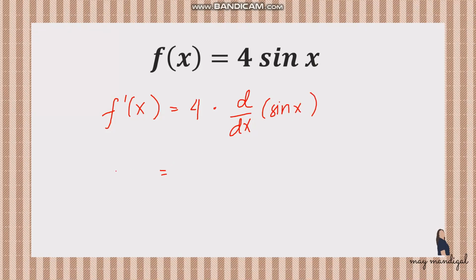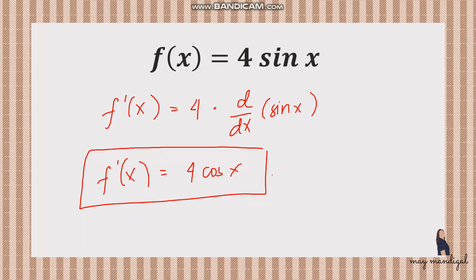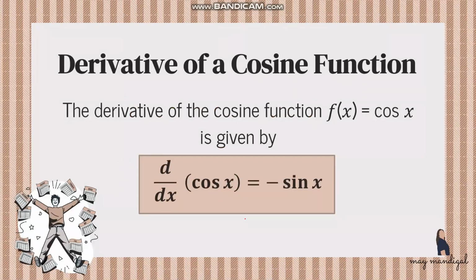So we have now f prime of x is equal to 4, then the derivative of sine x is cosine of x. So this is now the derivative of our function. So again, the derivative of sine x is equal to cosine of x.